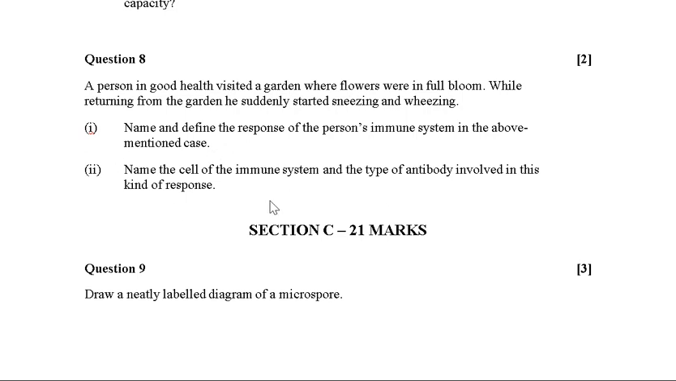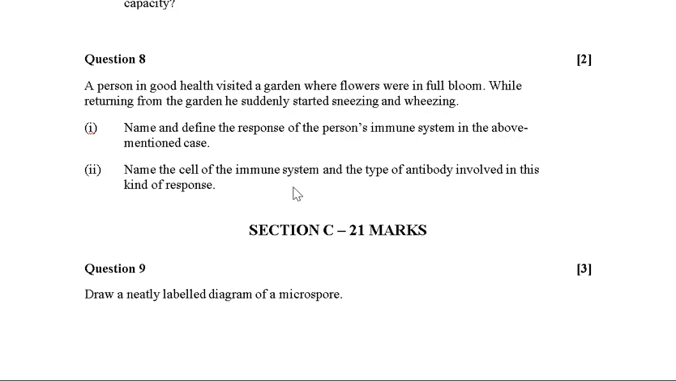Name the cell of the immune system. That means which kind of cell is mainly involved in this kind of response. The answer is mast cells and basophils. Mast cells are actually wandering macrophages, that means one kind of monocytes, and another is basophils. So mast cells and basophils are mainly showing their response during this kind of immune responsiveness or this kind of immune system.